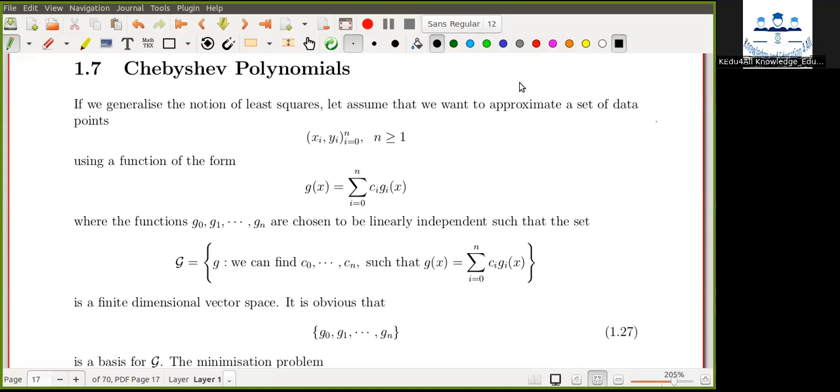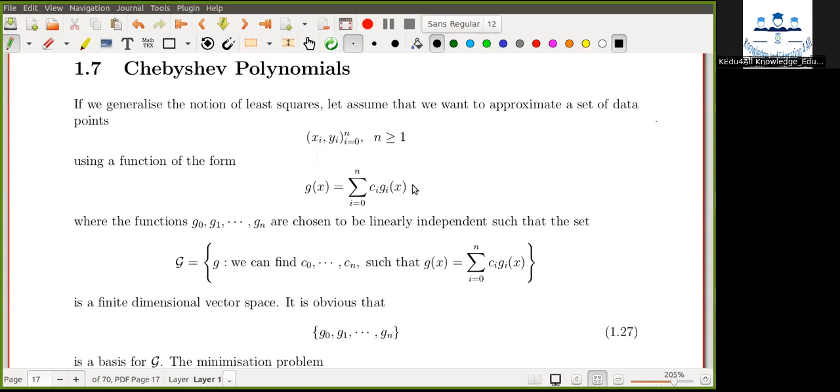Remember that in the least square method, we have a cloud of points, which is defined by x_i, y_i, where i runs from 0 to n, and we want to fit a given function of an arbitrary form, g(x) equal to the sum over i of c_i g_i(x).